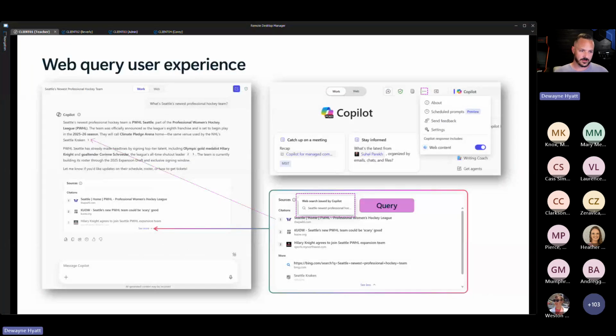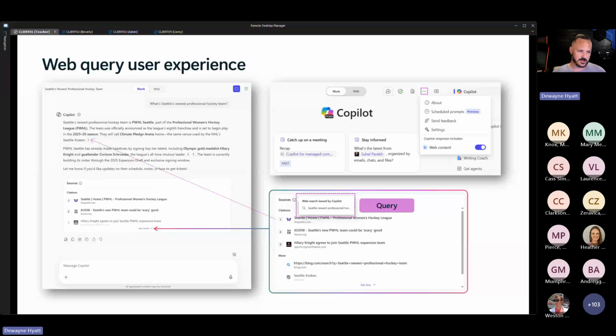Now, there are a lot of signals inside of the Copilot application, either the desktop app or the web, to help you see what's going on. Like I said, you're going to see your sources, your references cited down there at the bottom.